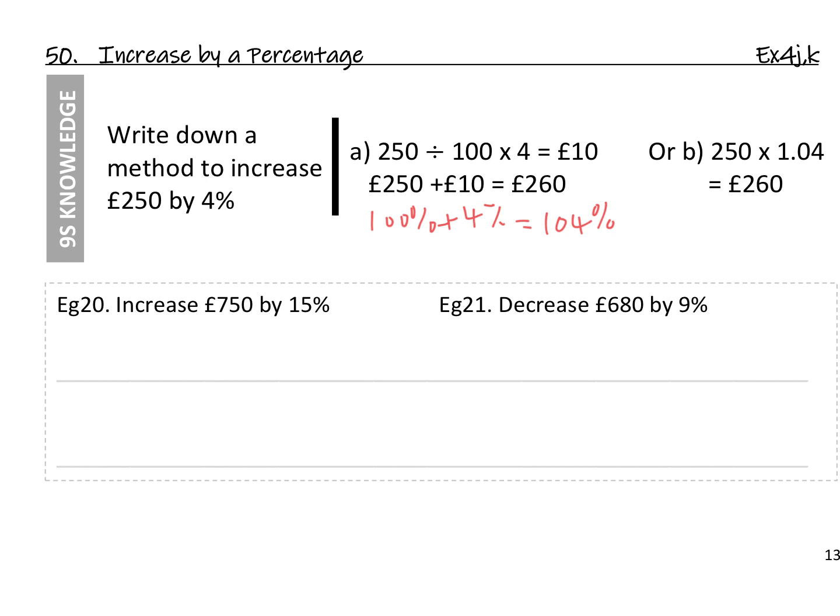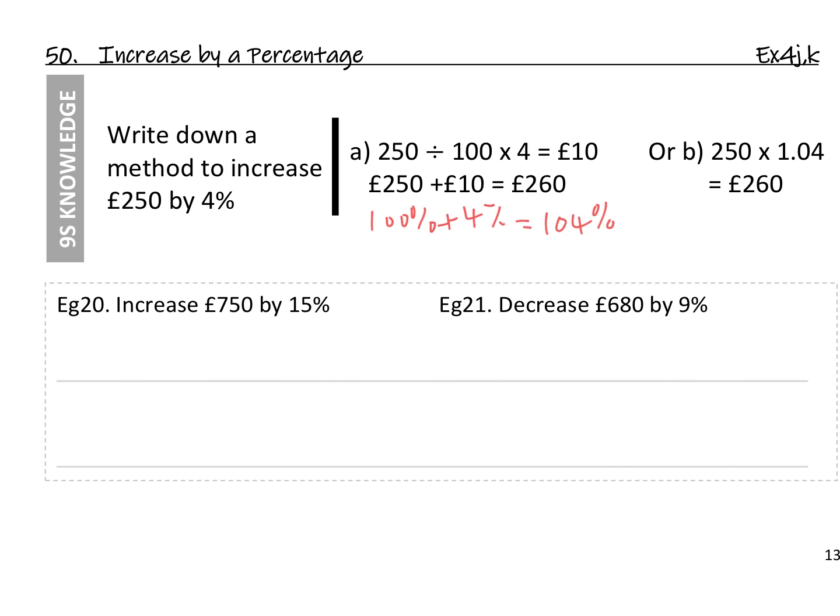So what I'm saying is, if you're going to increase something by 4%, you're actually going to work out what 104% is. And using multipliers, 104% is 1.04 as a decimal. So you can multiply your original amount by 1.04, and that gives you 260. Let's see how that looks in these examples.